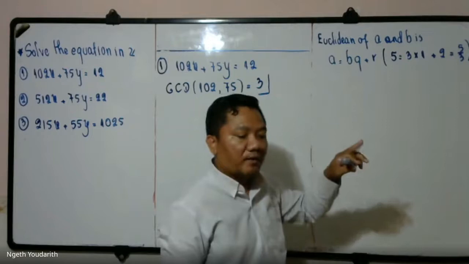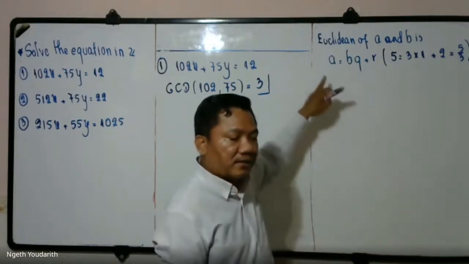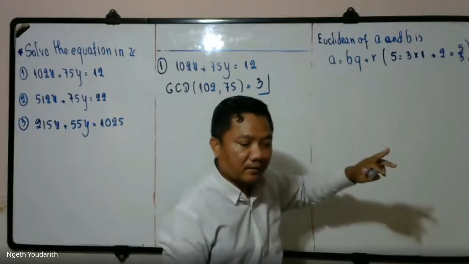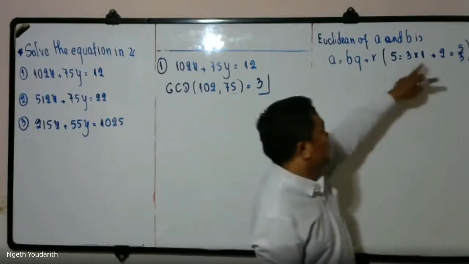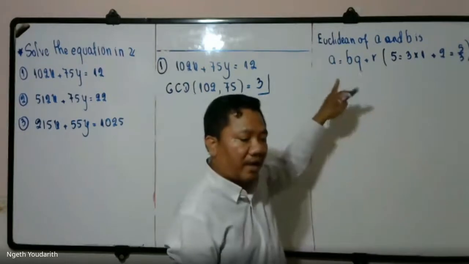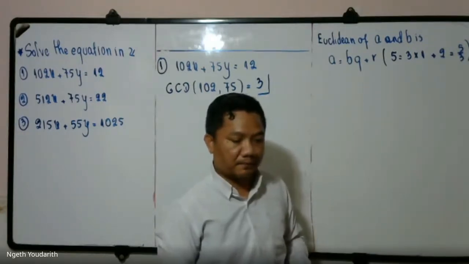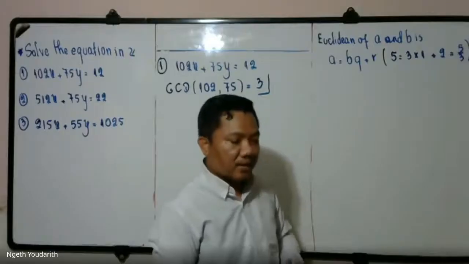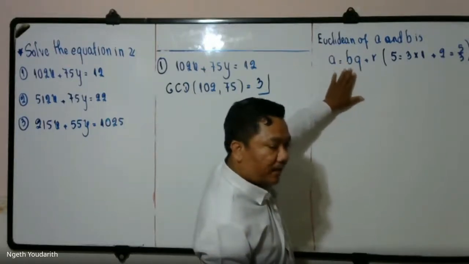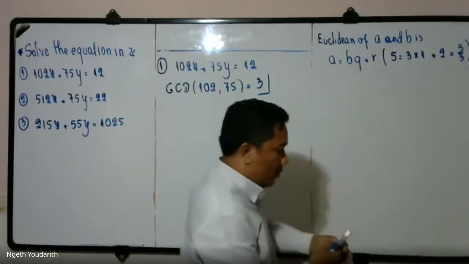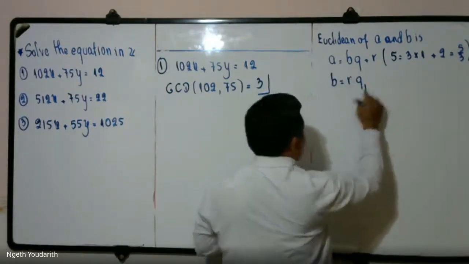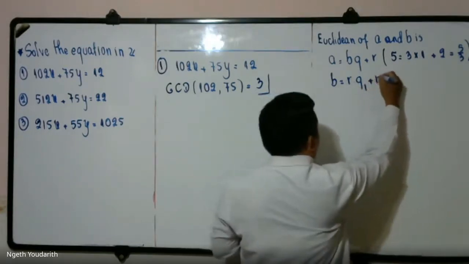Algorithm clip takes the denominator of the divider with the remainder. What is the denominator of the divider in this point? Do you know denominator? 3 is the denominator, 5 is the numerator. What is the denominator of A and B? B, yeah. So the next step, we take the denominator of the first one, which is B, with the remainder R. So I can write like this: B equals R multiplied by Q1. Q1 is the result, and we have remainder R1.